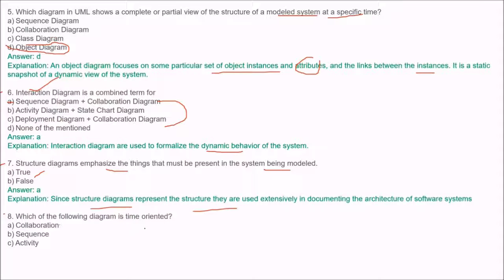Next is which of the following diagrams is time oriented? Collaboration, sequence, or activity? The answer is B. A sequence diagram has a timeline along which tasks are completed.